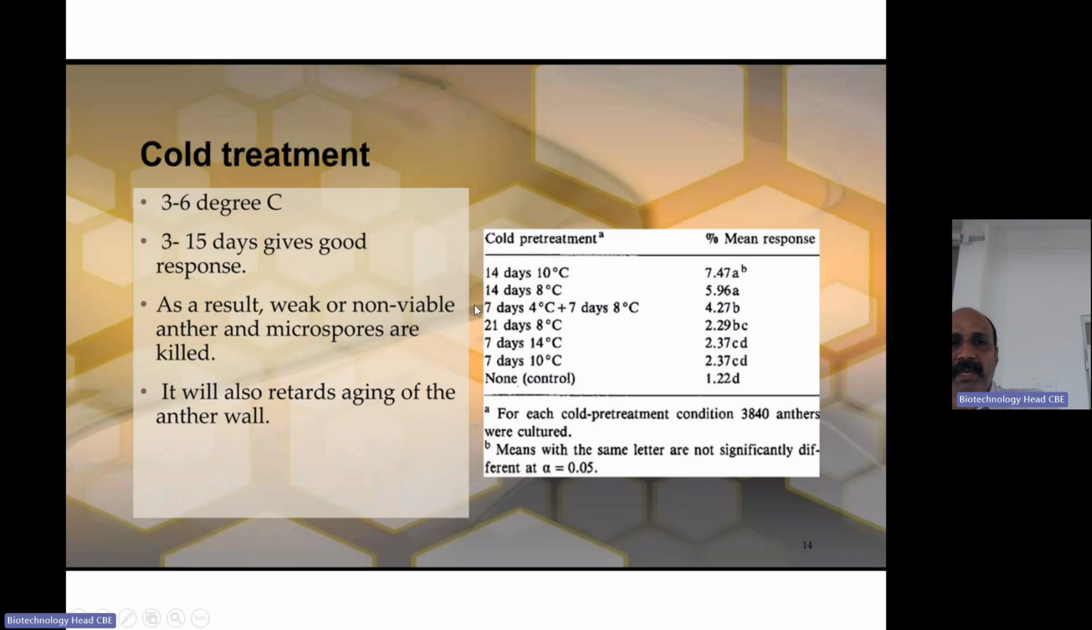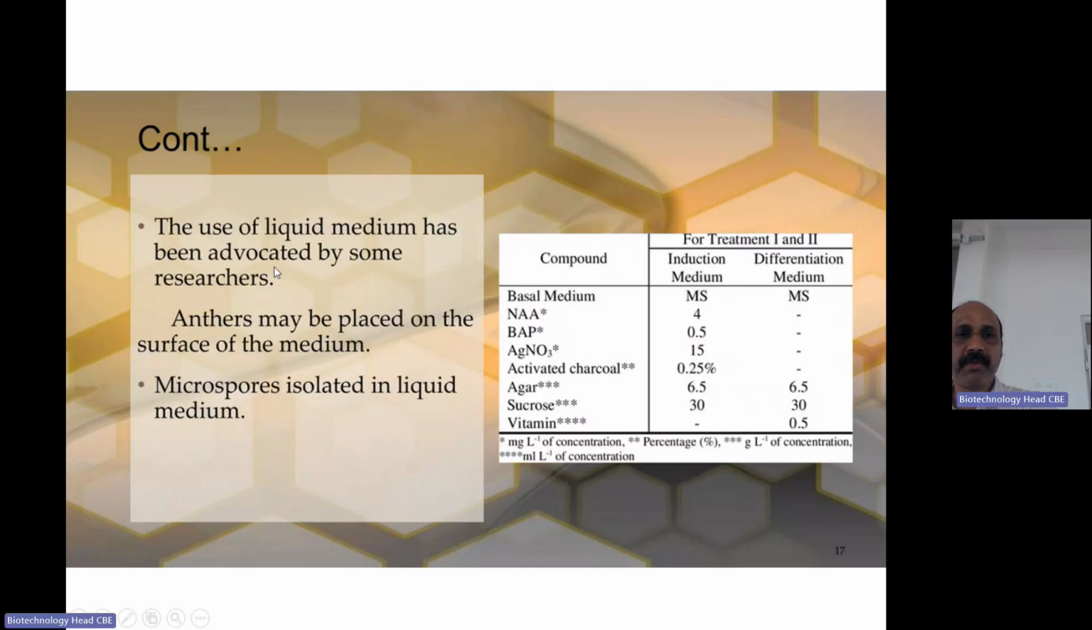So by giving this cold treatment, weak or non-viable anthers and microspores get killed, and only those viable, strong pollen grains or anthers can be used, which will give rise to the plants. So this also retards aging of the anther wall, and use of liquid medium. The media can be a liquid media.